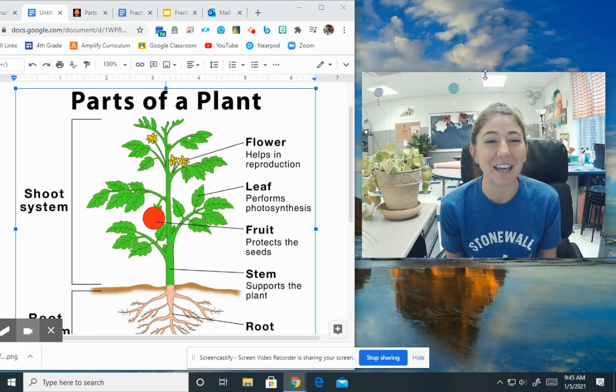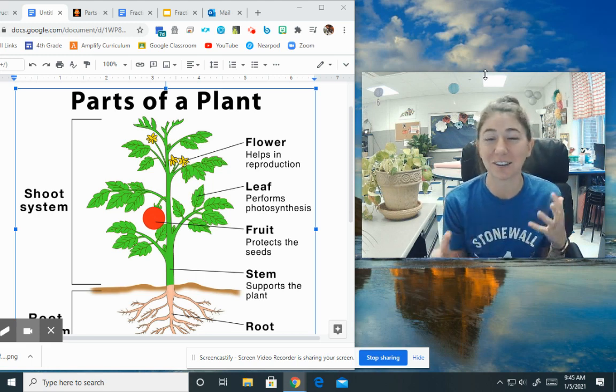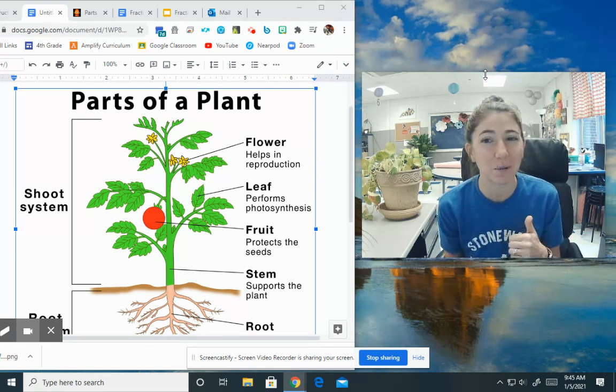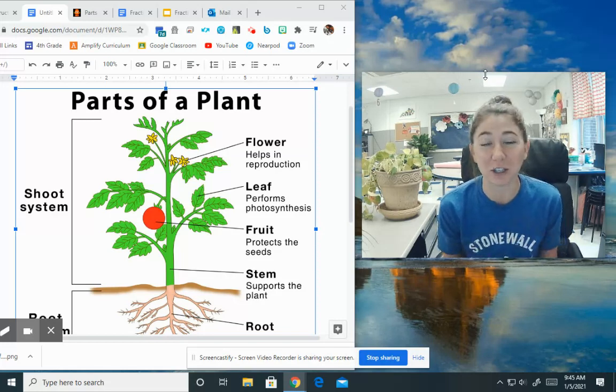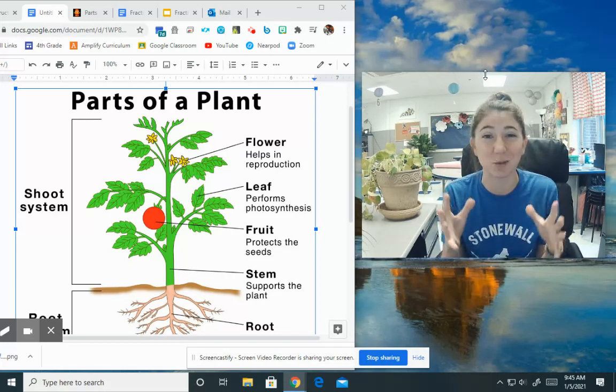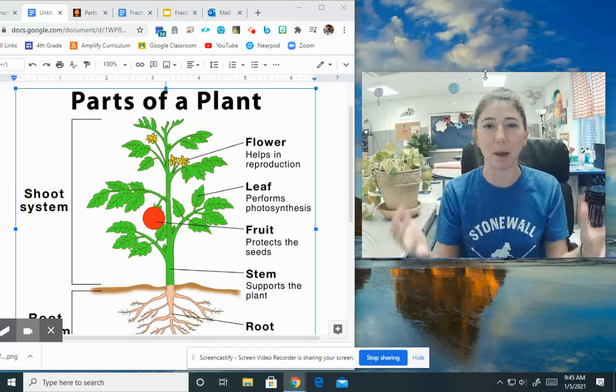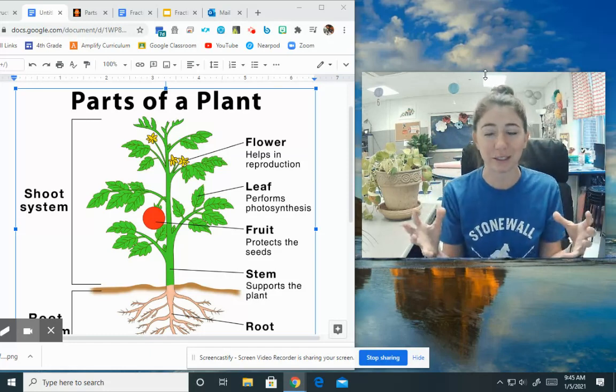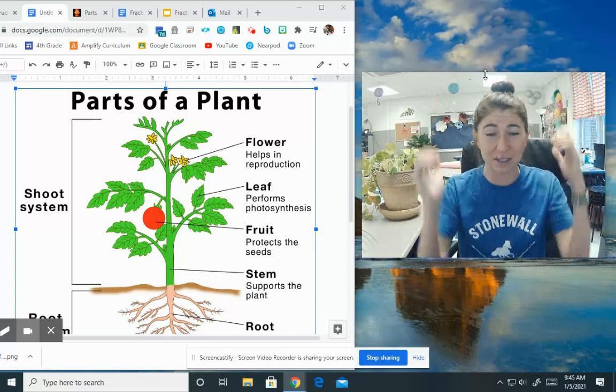We are going to be talking about plant structures and their functions. So just a quick reminder about what a structure and a function is. A structure is what builds something up. You can think about a structure as like a building. So, what builds something up.